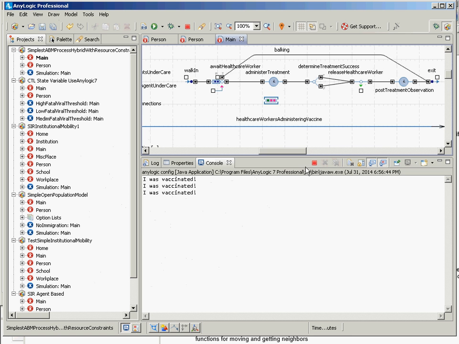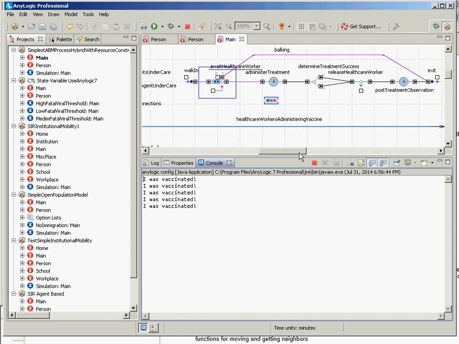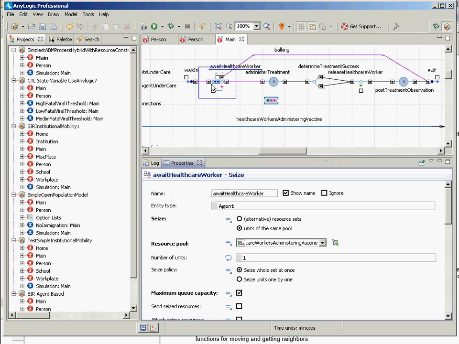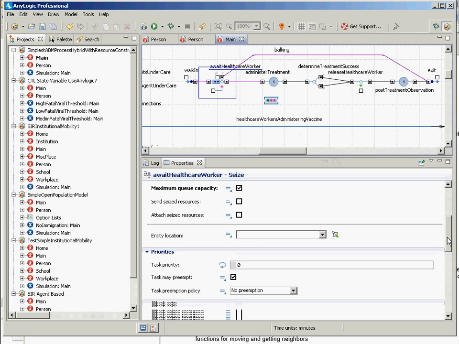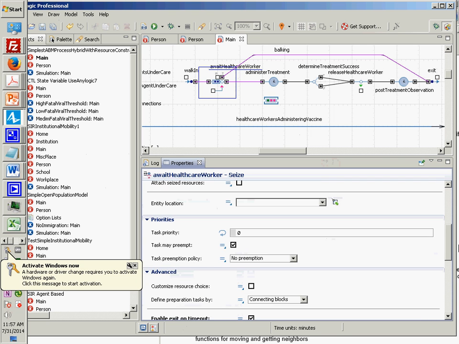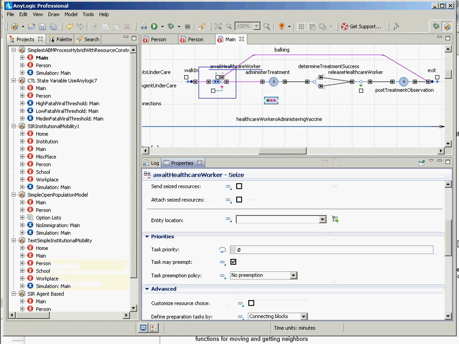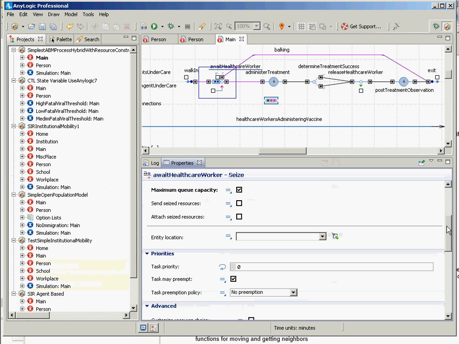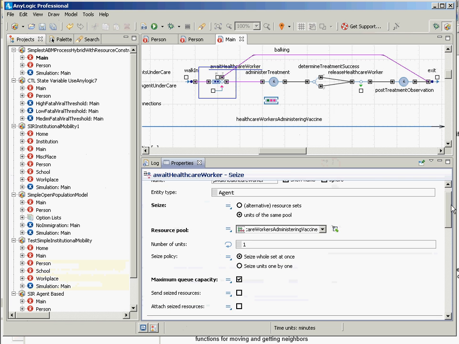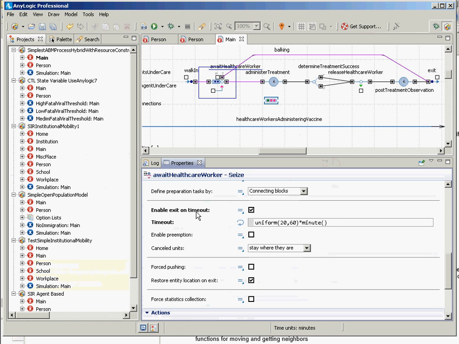Here we have a balking time that is given by, here it is, enable exit on timeout. This particular person has a certain limited patience, and if it lies between 20 and 60 minutes, they'll balk if they don't get care within that time. That care process affects their health in the population, and different people might go to different facilities based on their reputation, their experience with the facility. You can capture all of that here.